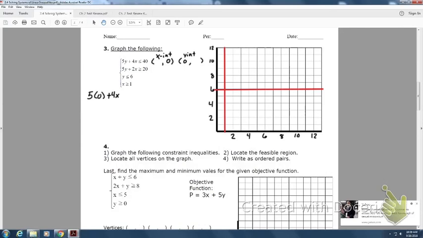Now for solving this, I don't necessarily need the inequality. I'm just solving for x. So 5 times 0 is what? 0. So that cancels that. And I'm just left with 4x equals 40, so x equals 10. There's my x-intercept.